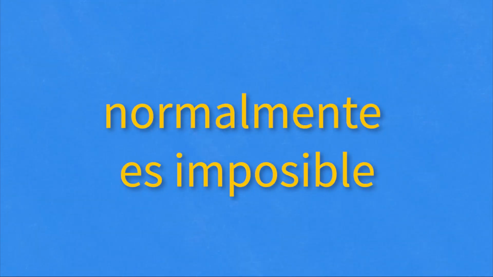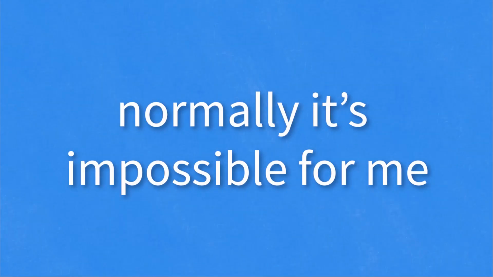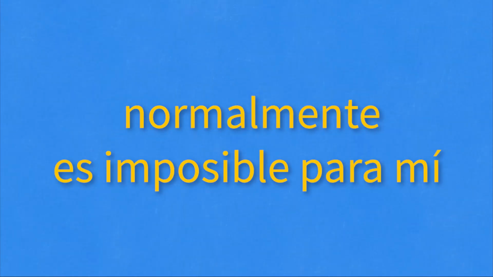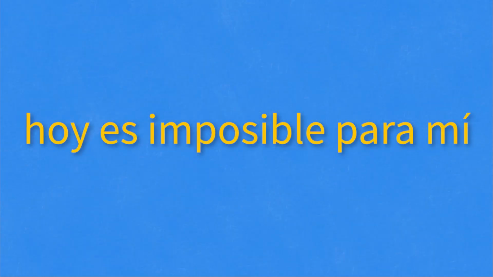The word for normally is normalmente. How would you say normally it's impossible? Normalmente es imposible. Normally it's impossible for me. Normalmente es imposible para mí. How do you say the word today? Hoy. Today it's impossible. Hoy es imposible. Today it's impossible for me. Hoy es imposible para mí.